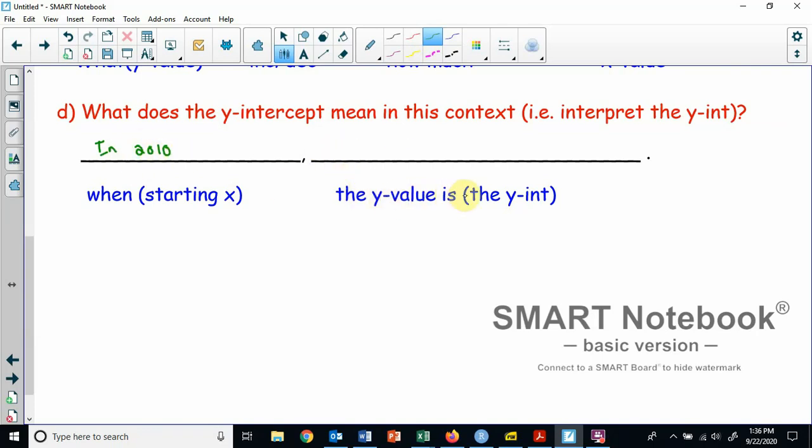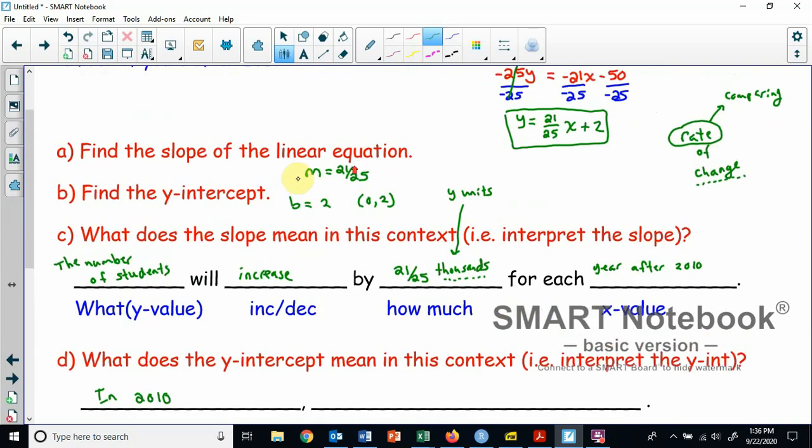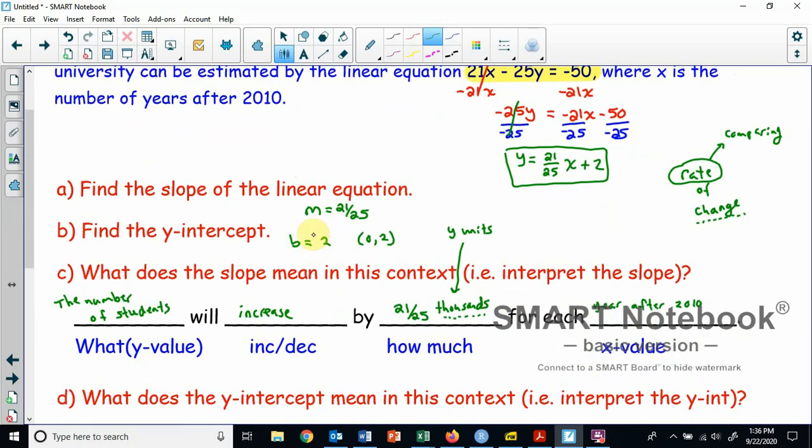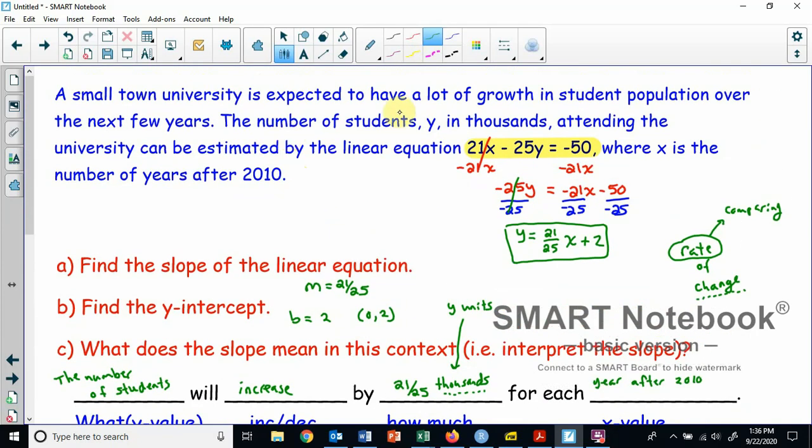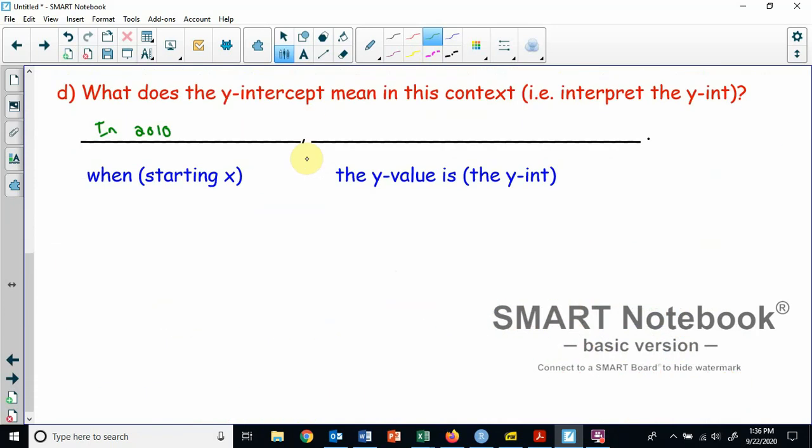Okay, and then the y value is what? So let's see. It's 2, but what are the units? The y value is thousands. So in 2010, there are 2,000 students attending the university. So what is the y value? That's the number of students attending the university. So the y value is 2,000 students attended the university.